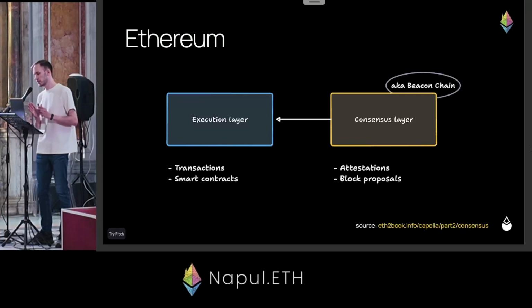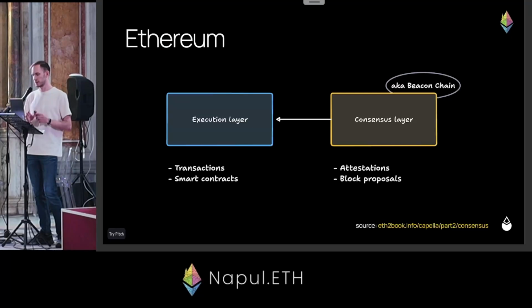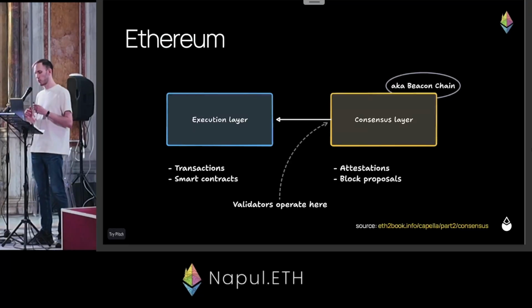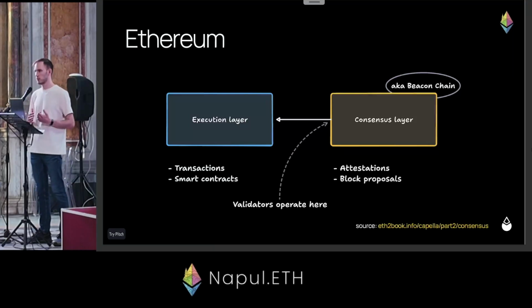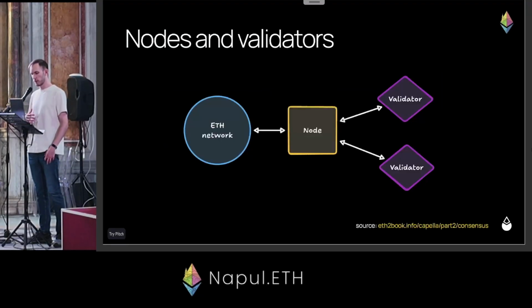And there is an additional one: the consensus layer. That's where validators operate. They reach consensus on the state of the network, and they propose blocks to be included into the execution layer. But a validator itself is not a self-sufficient piece of software.